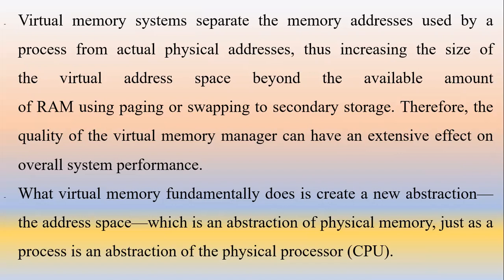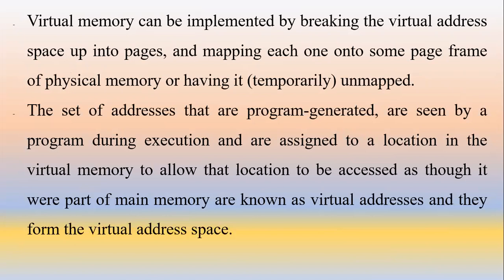What virtual memory fundamentally does is create a new abstraction, the address space, which is an abstraction of physical memory, just as a process is an abstraction of the physical processor, that is the central processing unit. Virtual memory can be implemented by breaking the virtual address space up into pages and mapping each one onto some page frame of physical memory, or having it temporarily unmapped.